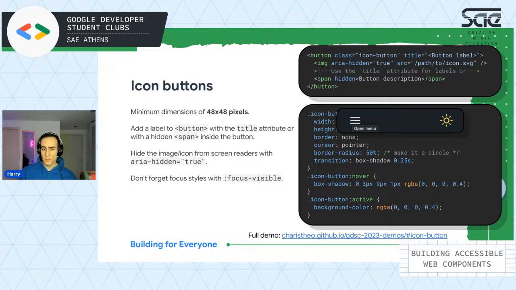Now, there are two very easy ways to provide a description for that icon button to pronounce it to the screen reader. One is just using the title attribute of the button element. Another one that you might use more dynamically, to either show it or hide it in specific cases, is to use a span element within the button. Just add the hidden attribute to it.